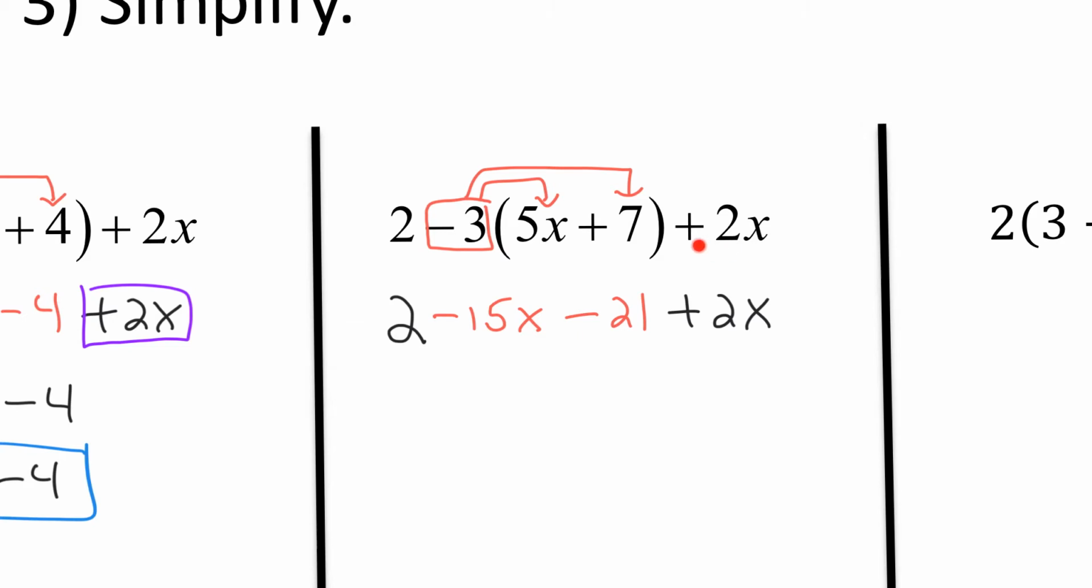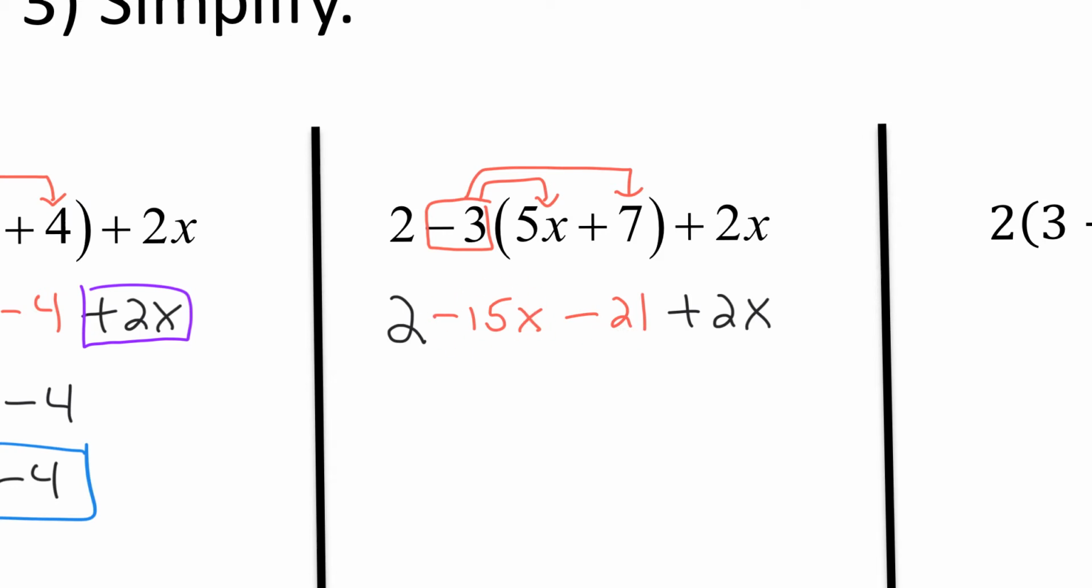This 2x is not inside of the parentheses, so you do not multiply. You are going to combine like terms. But remember, the standard form is where you start with the highest exponent of the variables, and then you descend. And the last one usually is the constant. So I do see a constant, 2 minus 21 is a constant, but I do have x's.